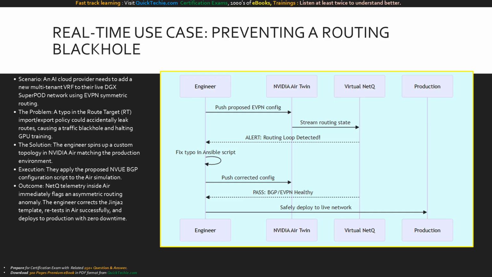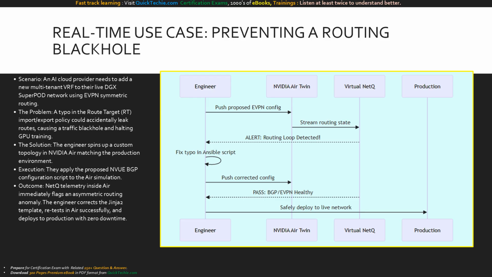The solution is NVIDIA Air. You spin up your digital twin. You execute your proposed NVIDIA configuration against the simulated switches. The outcome: the NetQ instance running inside your Air simulation immediately throws an alert, flagging an asymmetric routing anomaly. You caught the bug. You go back, fix the typo in your Ansible Jinja2 template, and rerun the simulation. It passes perfectly. You then deploy to production with absolute confidence and zero downtime. That is the power of a digital twin.